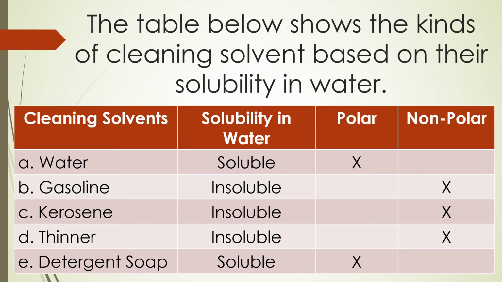The table below shows the kinds of cleaning solvent based on their solubility in water. The water is soluble and polar, while the gasoline is insoluble and non-polar. Kerosene and thinner are also insoluble and non-polar, while detergent soap is soluble and polar.